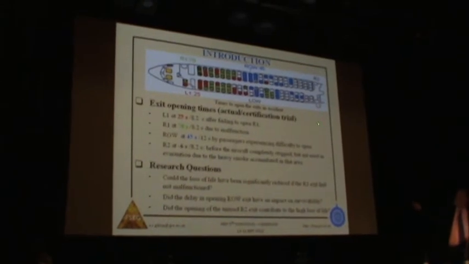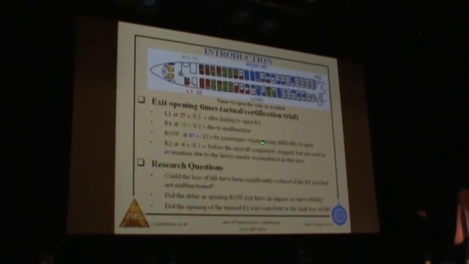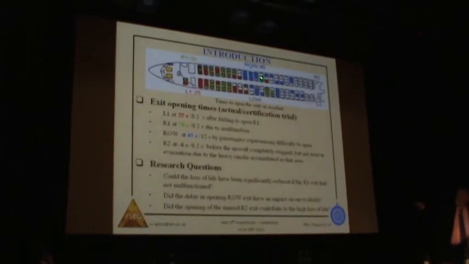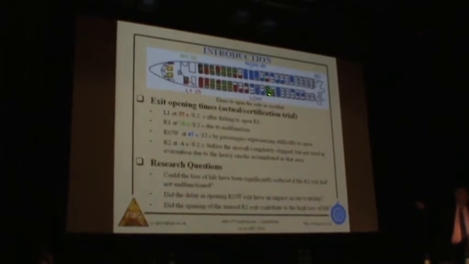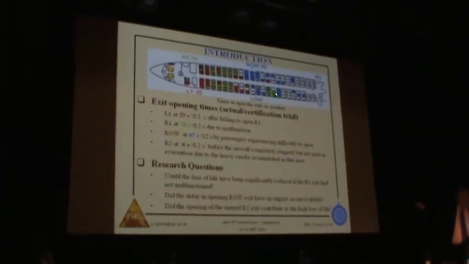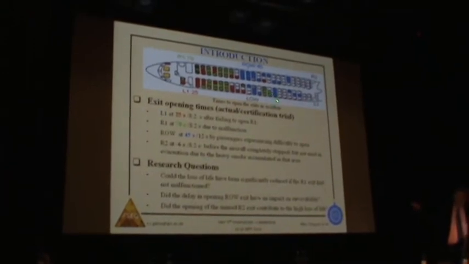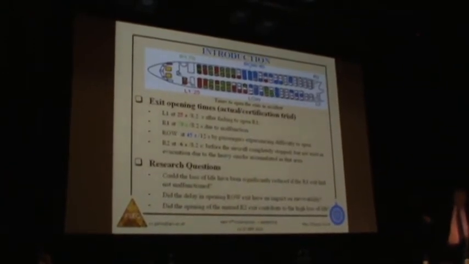The front exits and the rear exits are normally opened in 8.2 seconds in certification drills, and that's what we expect the crew to be able to get them open in a real incident. And the overwing exit, on average, is opened in about 12 seconds in certification drills, and that's what we expect passengers to be able to do in a real incident. But you can see the delays in opening all these exits.